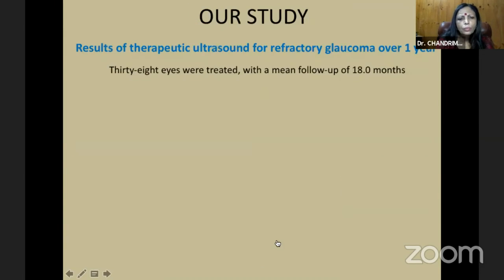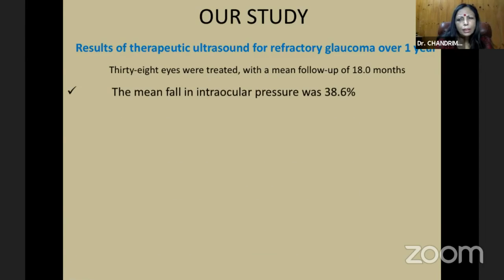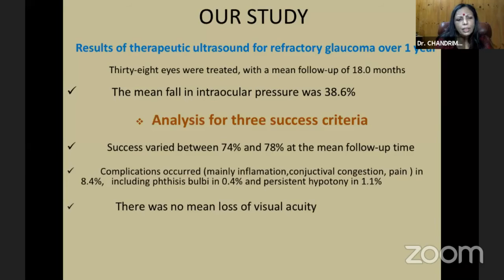So we did a study on this, the results of therapeutic ultrasound for refractory glaucoma over 1 year. 38 eyes were treated with a mean follow-up of 18 months, and the mean reduction in intraocular pressure was 38.6%. Analysis of the three success criteria showed success varied between 74 and 78% at the mean follow-up time. Complications occurred in 8.4%, mainly inflammation, conjunctival congestion, and pain, including phthisis bulbi in 0.4% and persistent hypotony in 1.1%. There was no mean loss of visual acuity.